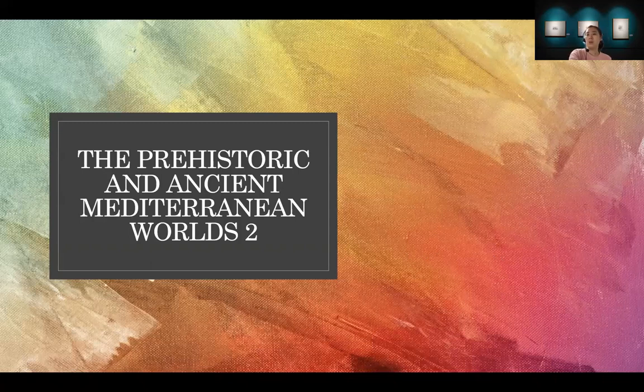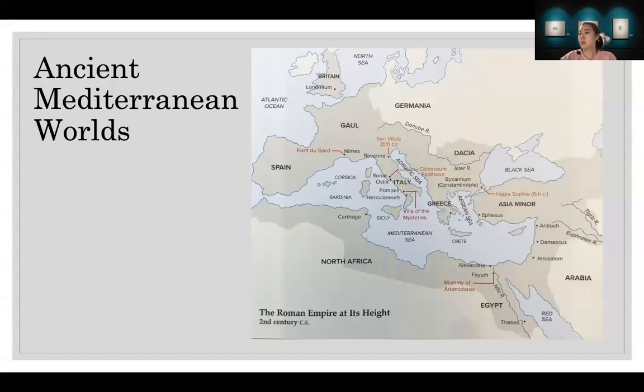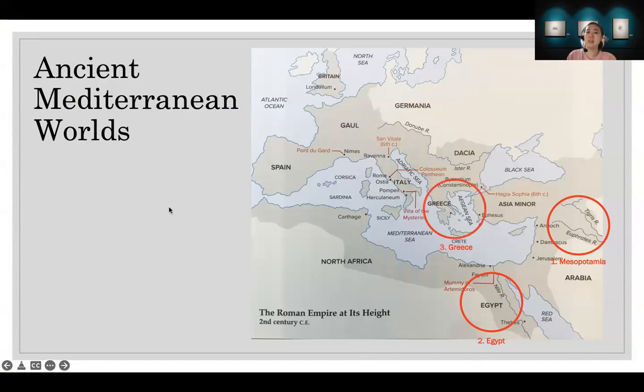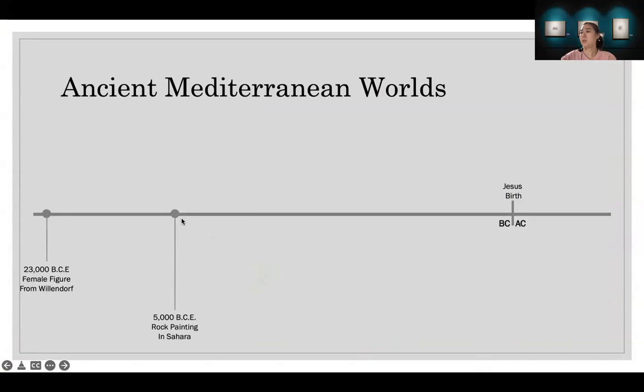So we just learned Mesopotamia and Egypt together, right? Before the break. And now we will see Greece and Rome as the ancient Mediterranean art. So this is the timeline again.